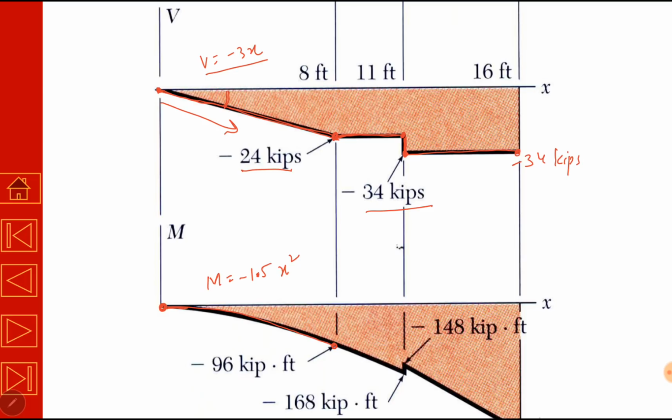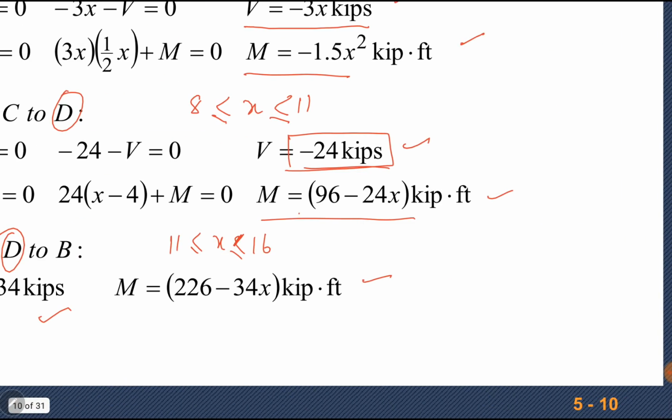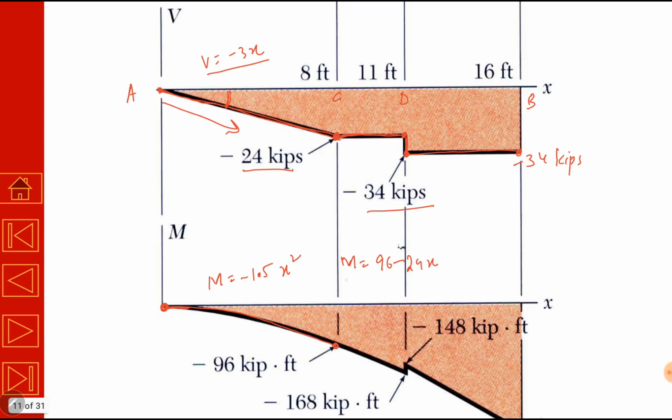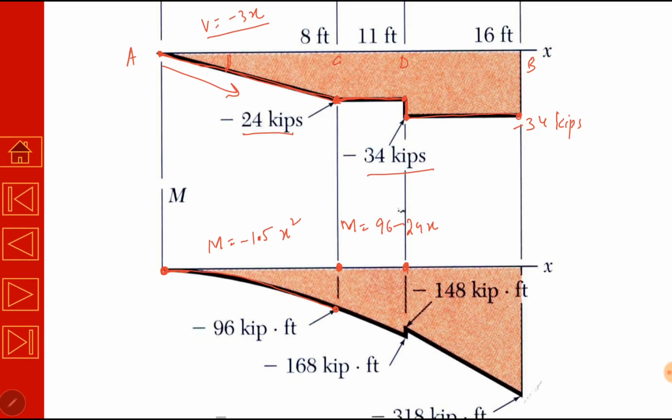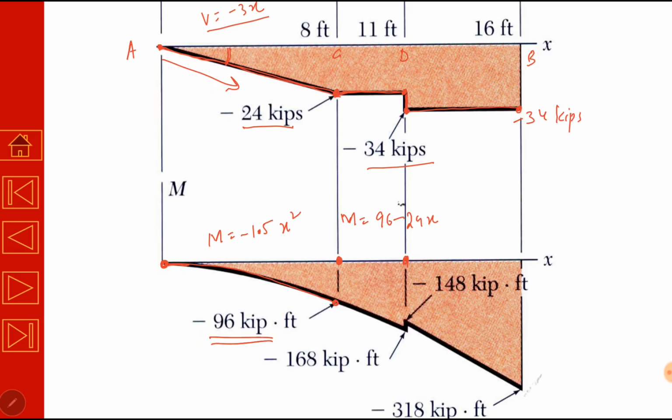Okay. Between point C and D, this is A, C, D and B. Between C and D, we have a function of bending moment equal to 96 minus 24x. Now put x equal to 8 feet for point C and x equal to 11 feet for point D in this expression. For 8 feet, you will get the same value, minus 96 kilopound feet. For 11 feet, you will get minus 168 kilopound feet. It will be a straight line, not a curve, because it is a linear expression. Again, the shear force is constant between C and D, so bending moment will be linear.